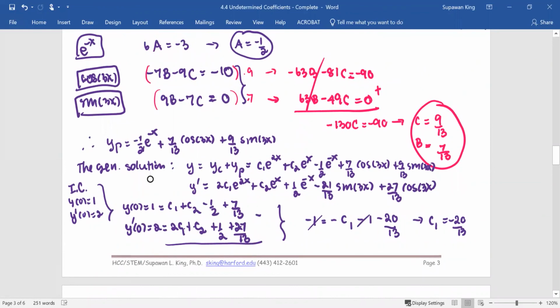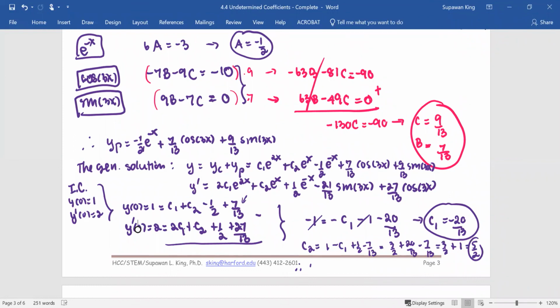Next, we are going to find c2. From c1 equals negative 20 over 13, so use the first equation. c2 equals 1 minus c1 plus 1 half minus 7 over 13, or 3 over 2 plus 20 over 13 minus 7 over 13, or 3 over 2 plus 13 over 13, which is 1. It becomes 5 over 2.